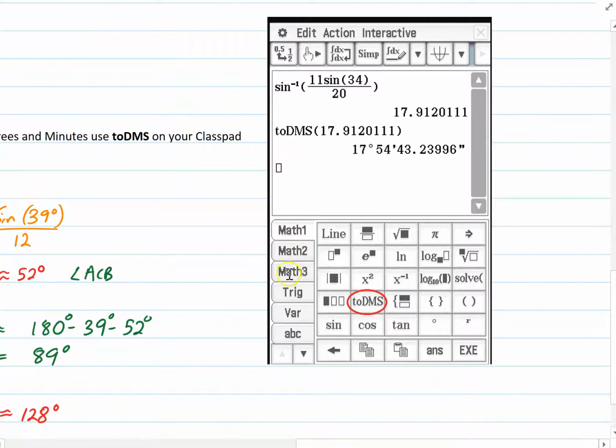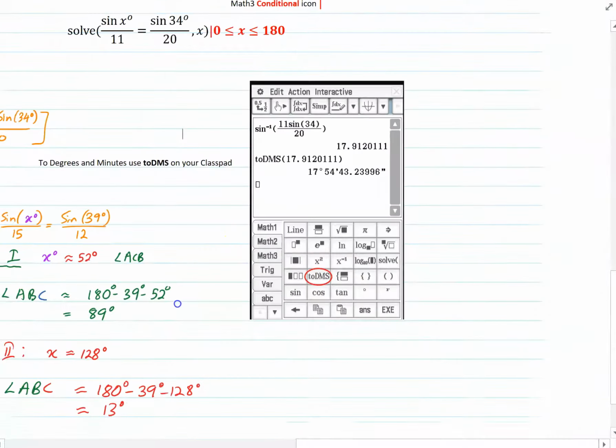Just in Math 3, when you click Math 3, you will get the conditional icon on the pad. Right.